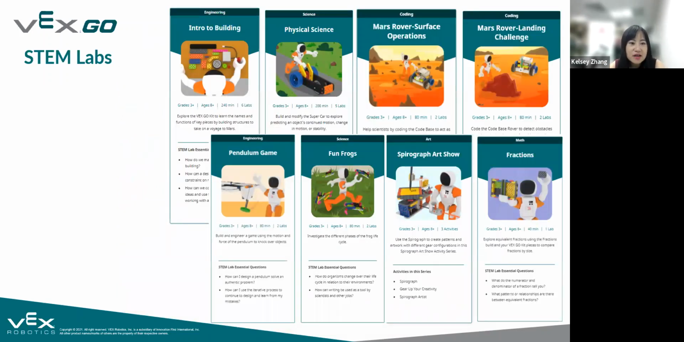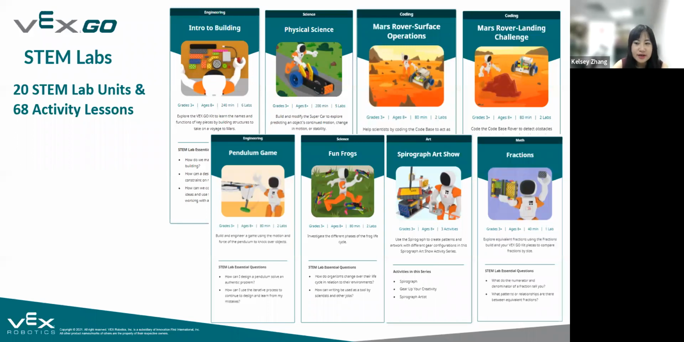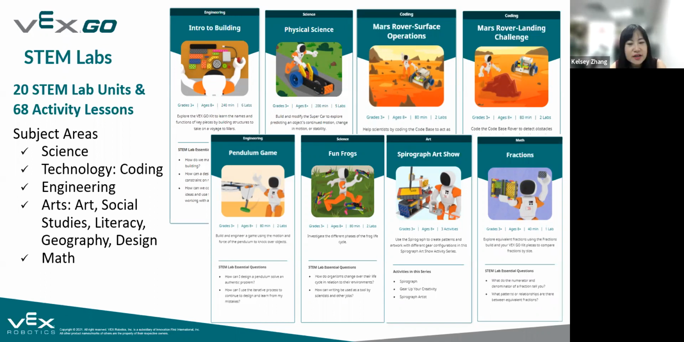And about the VEX Go STEM Labs, the educator resources, we provide you with 20 STEM Lab units and 68 activity lessons. Those activity lessons and STEM Lab units are categorized into 5 subject areas, which are STEAM: science, technology, engineering, math, and also arts. In arts, we have included lessons about art, social studies, literacy, geography, and design. Students will be learning knowledge and skills related to all the subjects.